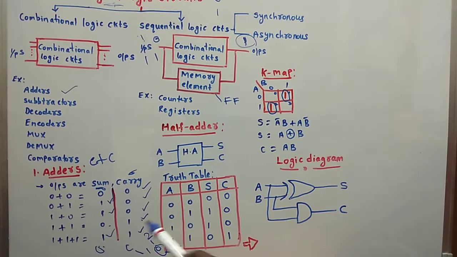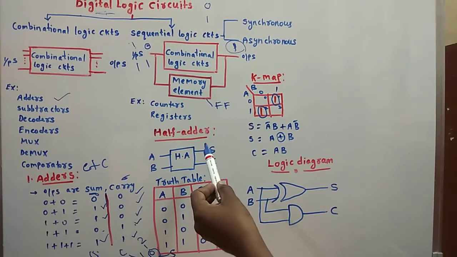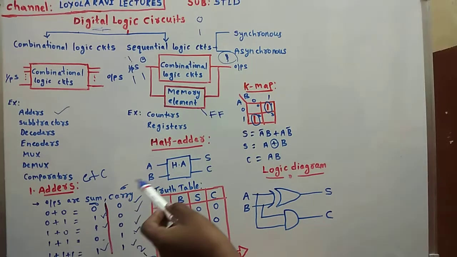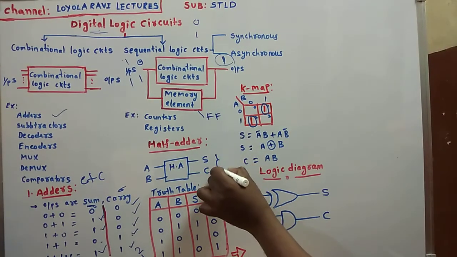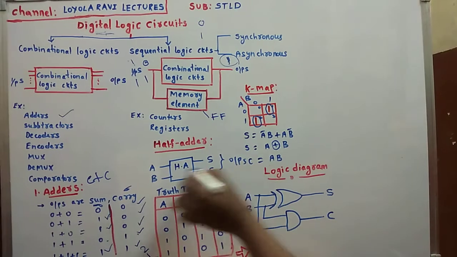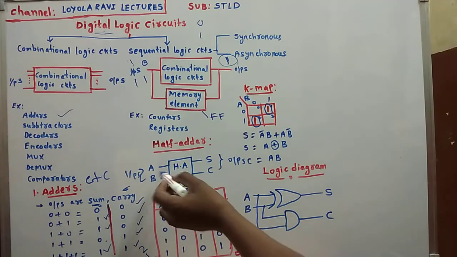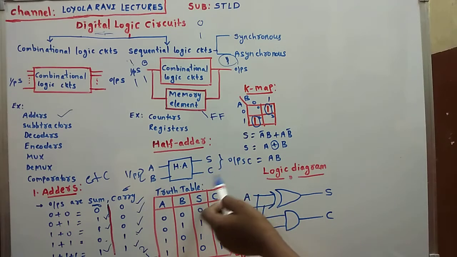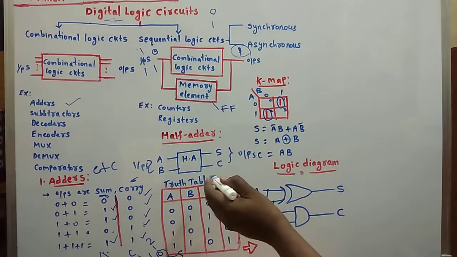Then go for types of adders. We have half adder and full adder. Go for the first one, half adder. What is a half adder? Half adder is a combinational logic circuit. It has 2 inputs and 2 outputs. Inputs I am taking as A and B, and outputs are sum and carry. And then write the truth table. A and B are the inputs, and sum and carry are outputs.